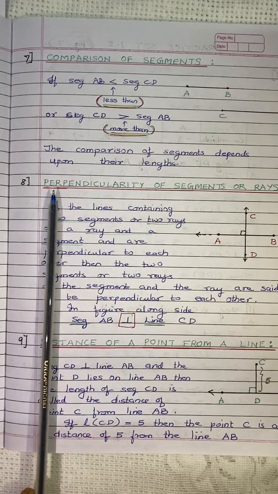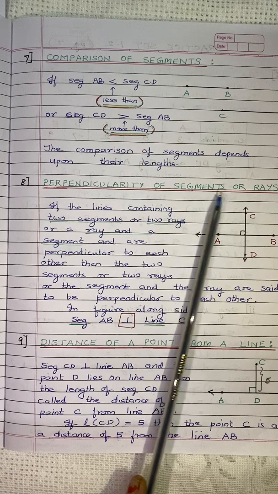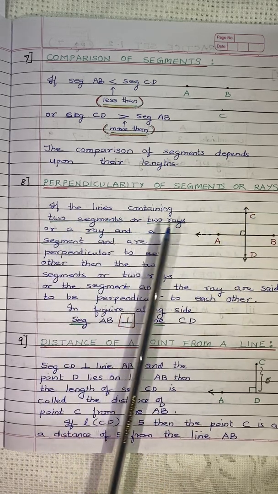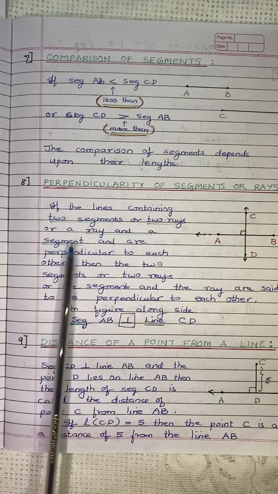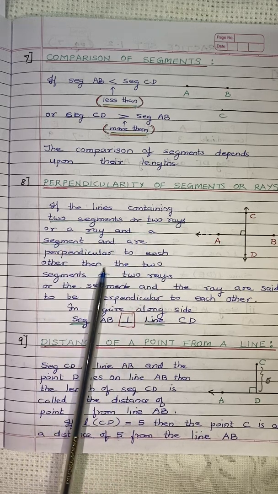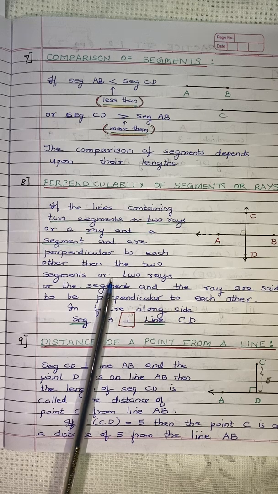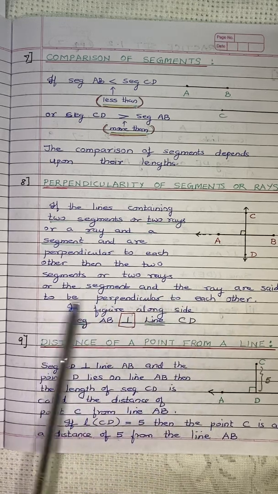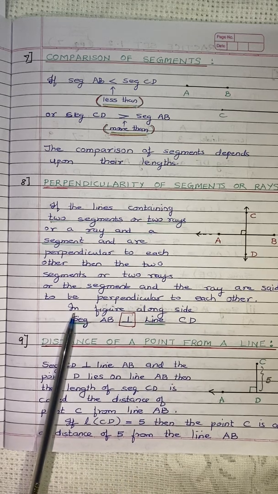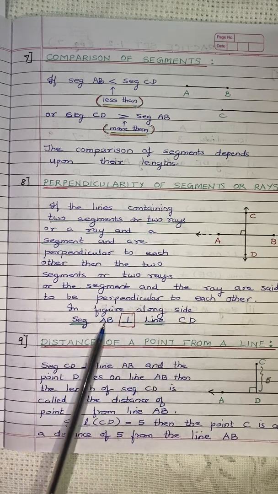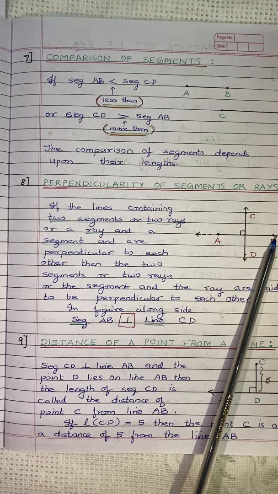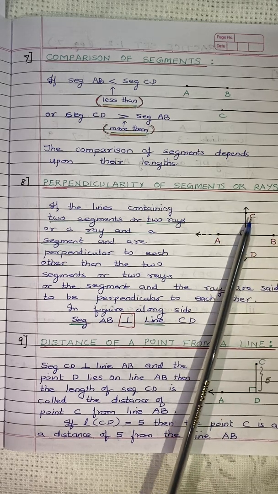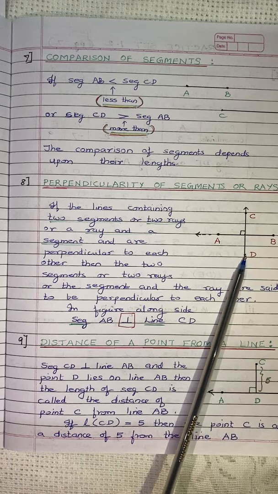Eighth point, perpendicularity of segments or rays. If the lines containing two segments or two rays or a ray and a segment are perpendicular to each other, then the two segments or two rays or the segment and the ray are said to be perpendicular to each other. In the figure alongside, segment AB, having endpoints, is perpendicular to line CD here.